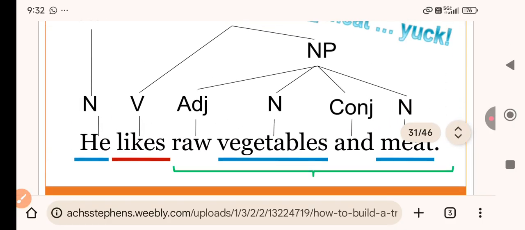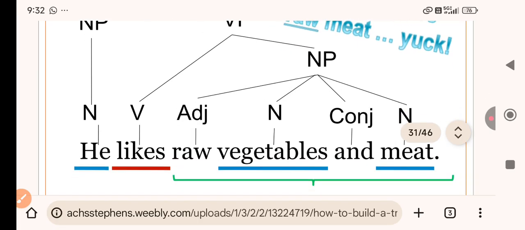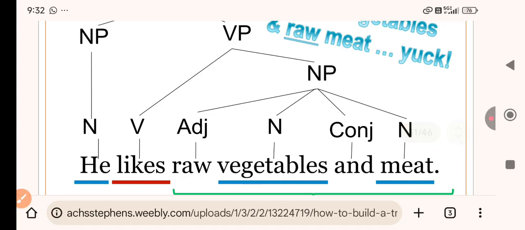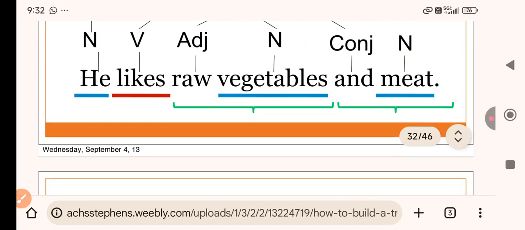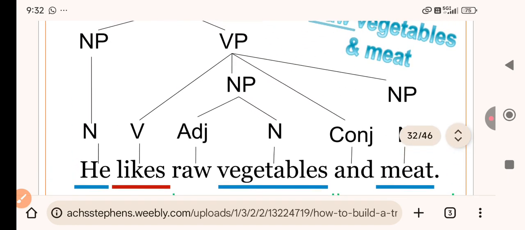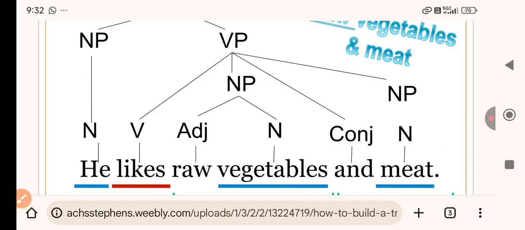He likes raw vegetables and meat. He is a noun phrase, then verb phrase likes, right? Then raw vegetables. Raw is an adjective, vegetables a noun, and meat, with a conjunction added here. He likes, then noun phrase, raw vegetables, okay, then conjunction, then noun phrase.